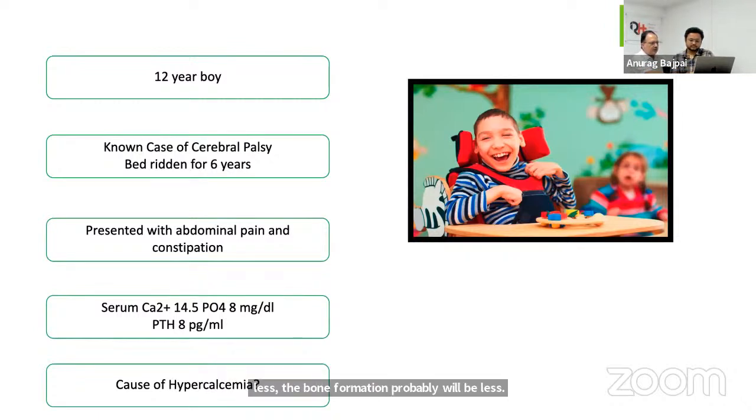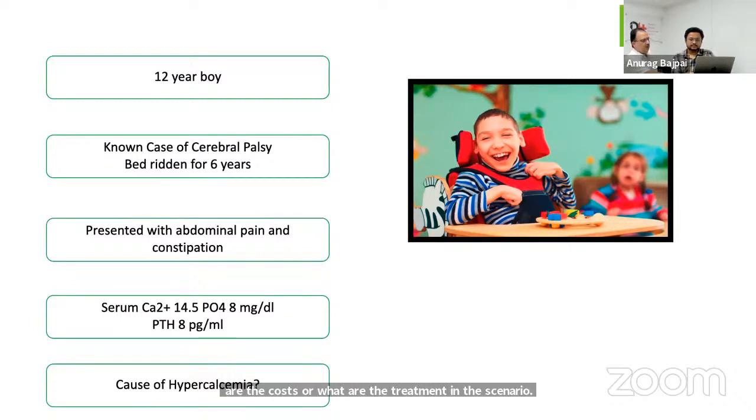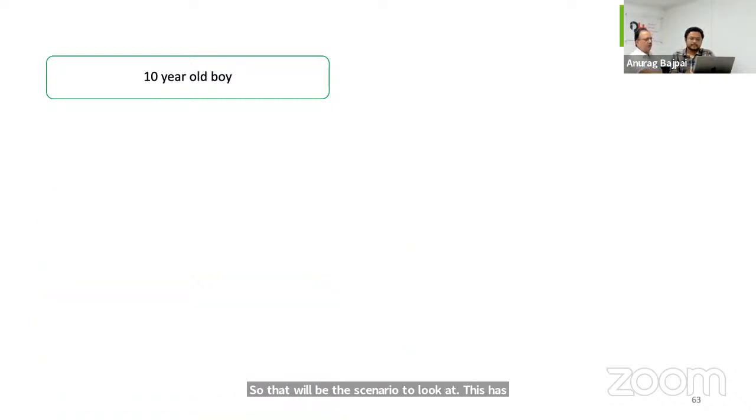So this is clearly a scenario of immobilization-related hypercalcemia, in which your bone resorption is more and your bone formation is less. That's why you have hypercalcemia. And how will you treat this scenario? We'll try to give bisphosphonate. You can give a course of bisphosphonate, which will not only improve the calcium, but will also improve the bone health as well. So that will be the scenario to look at. This is because of immobilization.